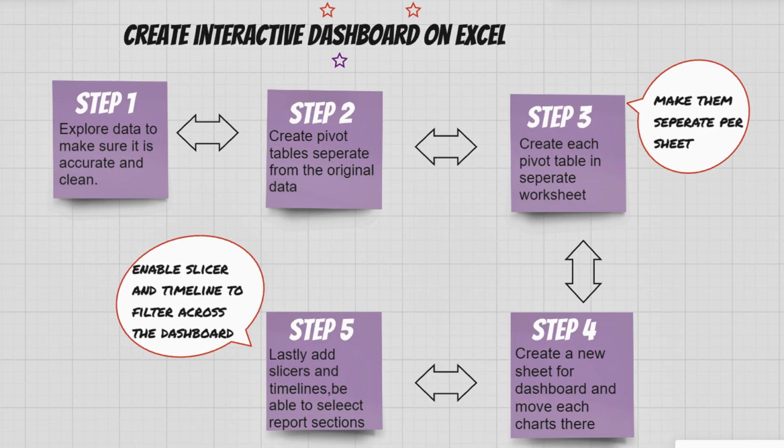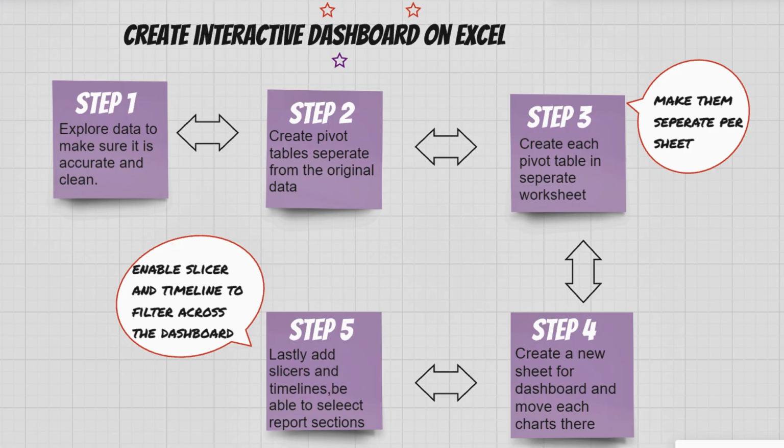The first step is to explore the data to make sure it's accurate and clean. The second step is to create pivot tables separate from the original data. The third step is to create each pivot table in a separate worksheet, meaning we should make one pivot table per sheet. The fourth step is to create a new sheet for the dashboard and move all the charts to the dashboard.